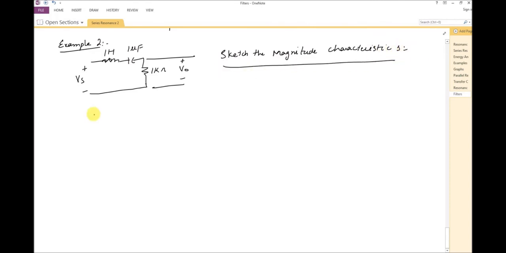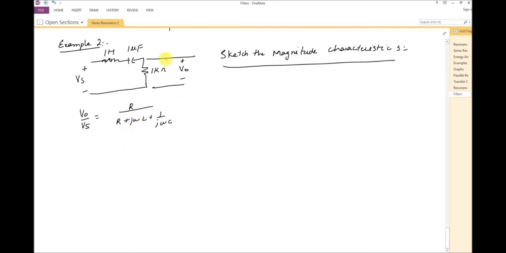So first we will find the gain of this particular circuit, and for gain I have to calculate V0 over Vs. This is the voltage gain, and to calculate V0 over Vs, again the resistor will be in the numerator and the equivalent impedance will be in the denominator: R over R plus j omega L plus 1 over j omega C, right?